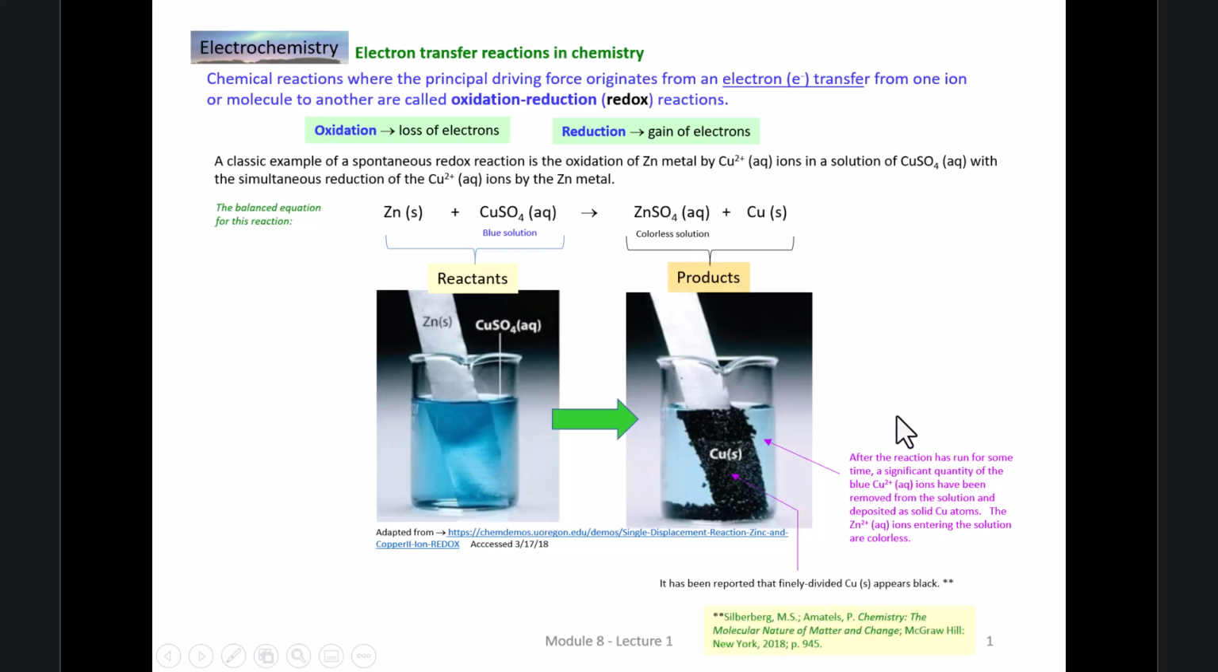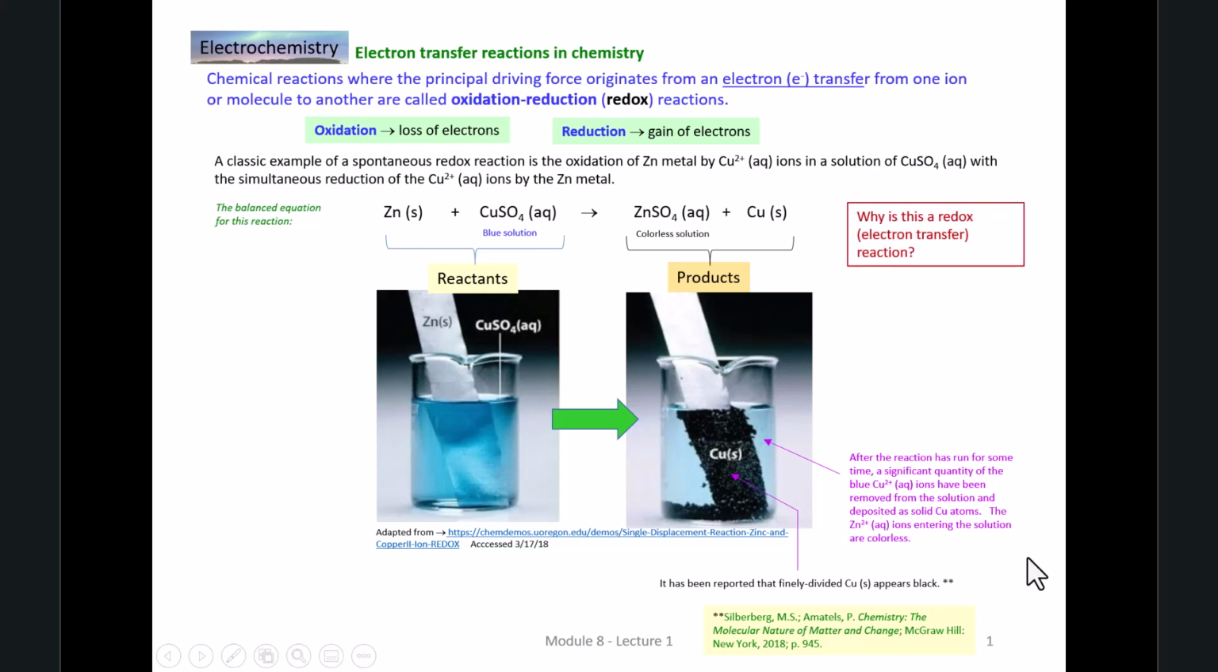You might wonder why the copper metal that's produced here isn't copper colored. That has something to do with the texture and structure of that solid. It's been reported that finely divided copper can actually appear black rather than copper colored.